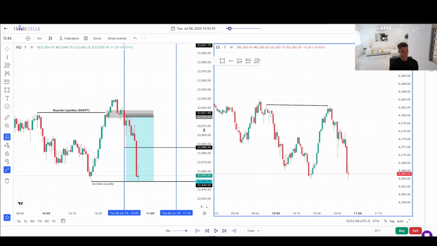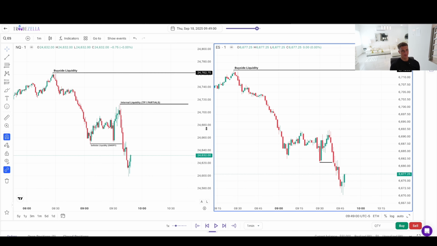Now we're going to jump into one more example, which is going to be a bullish scenario. All right, so getting into the second example, what's the first thing we're looking out for? We're looking out for a liquidity sweep, a swing low that's going to act as a sell side liquidity level. We can see price has come down, it has swept sell side. Great stuff. Let's have a look at ES. Has ES done the same thing? Yes, it has. So that's out the way.